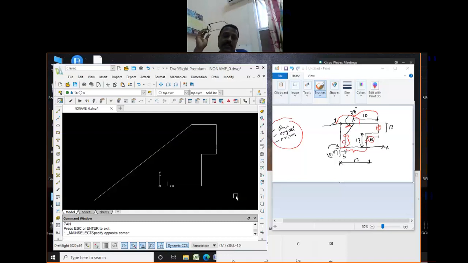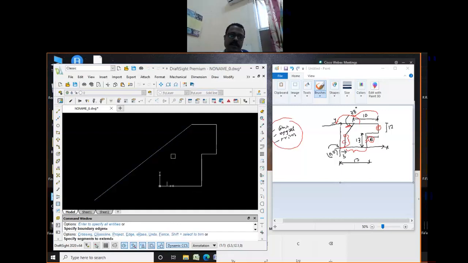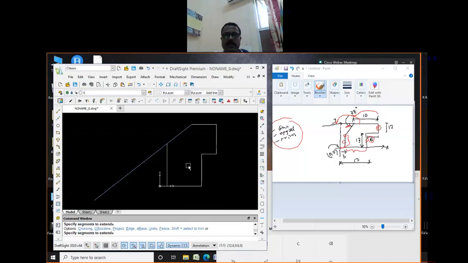You have been using this command here. Extend, sir. Extend. Very good. So I type EX, extend. So it says boundary edge. So this is my boundary edge. Right click. Segment to extend. So this is my segment to extend. Got it? So I have extended this line up to this line.